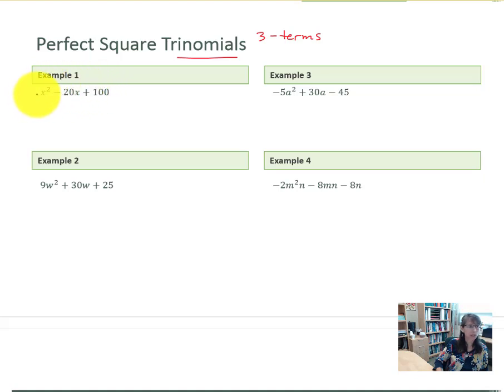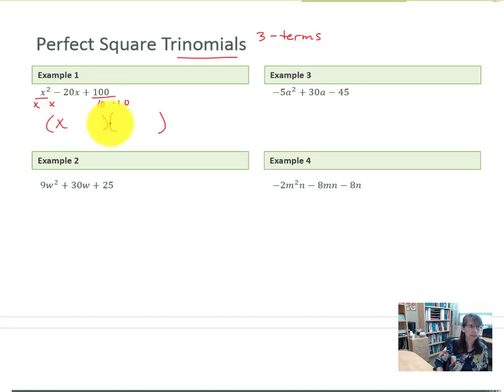Now, we are being concerned with the first and last term. They need to be perfect squares. So x squared is x times x. 100 would be 10 times 10. So that looks great. We also need to make sure that the middle term works out, because any number could have been put there. So let's see if this works out.